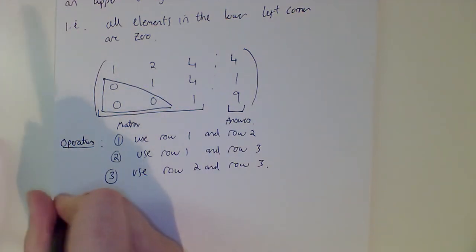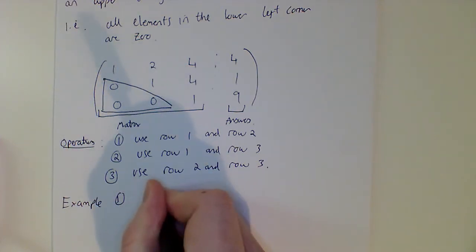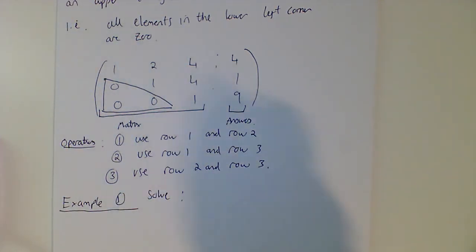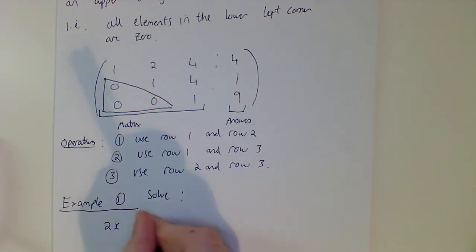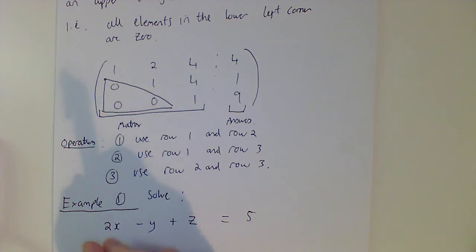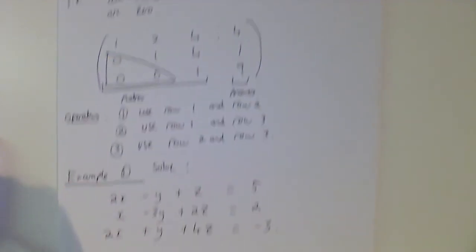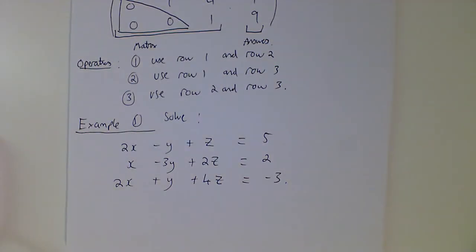Example number 1. Now what I'm going to do is the exact same example that we did for inverse matrices, which was the other method that we did for doing this, just to show you get the same thing. So solve 2x take away y plus z equals 5, and x take away 3y plus 2z equals 2, and 2x plus y plus 4z equals -3. So that's my system of equations that I've got there.